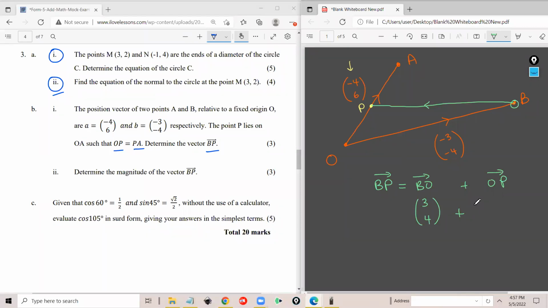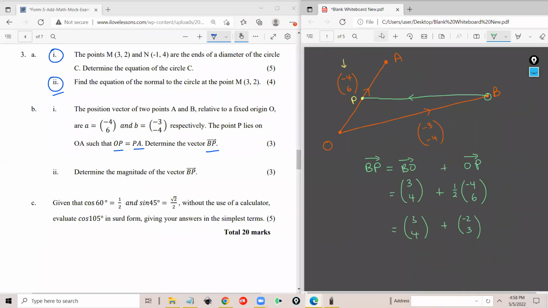So if you want to put the full work in for the examiner, which I suggest, you should probably do this. A half of how much? Minus 4 and 6. And then in the next line, you multiply everyone in the brackets by a half. 3, 4, let's see what we get. Half of this minus 2, a half of this is 3. So I can make this a little smaller. 3 plus minus 2 is 1, 7. This is the actual correct answer for BP.